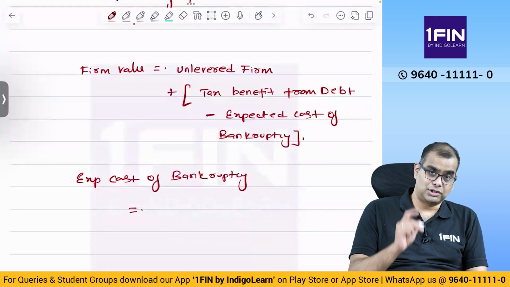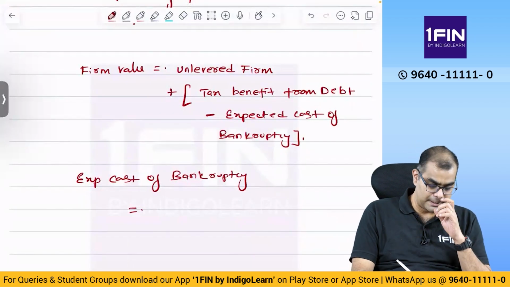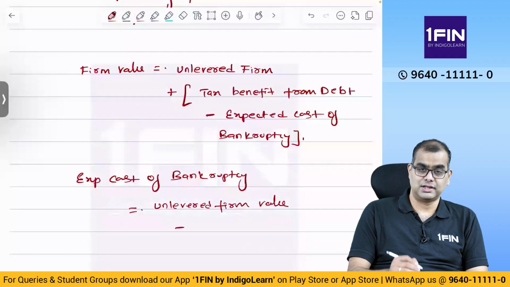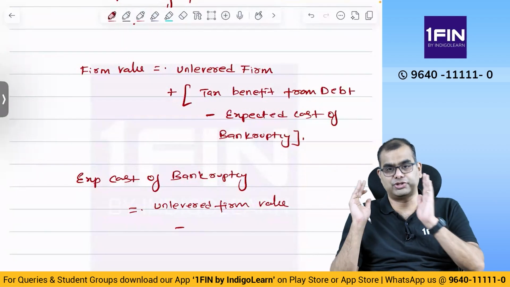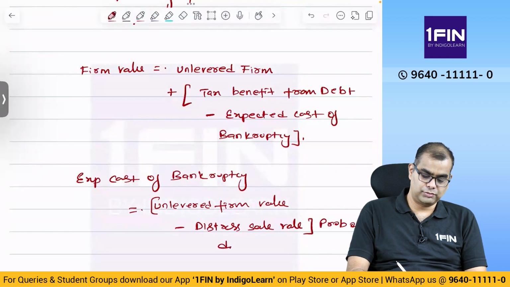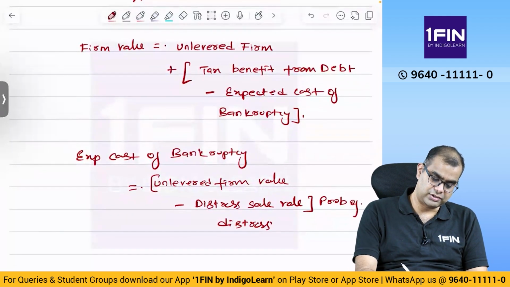The cost of bankruptcy is, that is, what you are losing because of going bankrupt, which is the unlevered firm value minus how much you get because of bankruptcy, that is, minus the distress sale value, into the whole thing into the probability of distress. So, you can call this A.